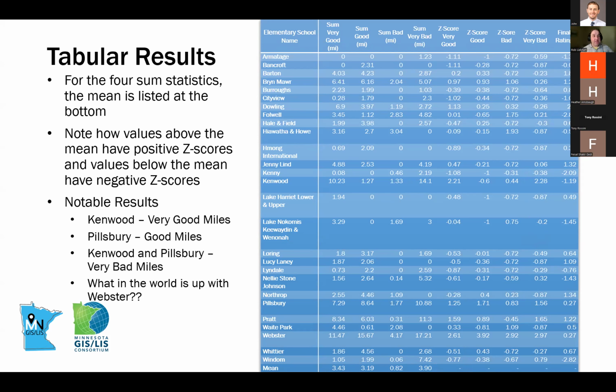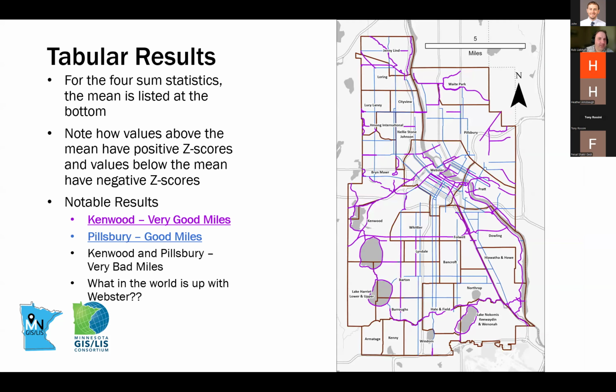I want to look at a few specific examples and just show that this does truthfully reflect the features we can see from our input data. First off, I want to look at these 2 schools, Kenwood and Pillsbury, and look at how many miles of bike infrastructure they have. So you can see here that Kenwood has 10 miles of very good bike infrastructure. That's a lot. And you can see here Pillsbury has 8.6 miles of good bike infrastructure, also a very high value.